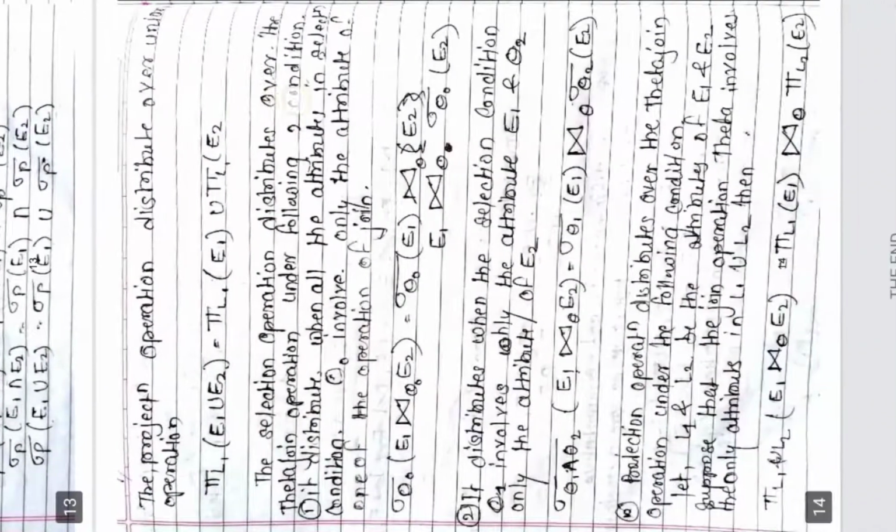So projection L1 union L2 on E1 theta join with E2. How are they going to split? Projection of L1 on E1, then theta join with projection of L2 on E2. So this is the terminology. These are the different equivalence rules. Many times in your exam they ask these equivalence rules of optimization.